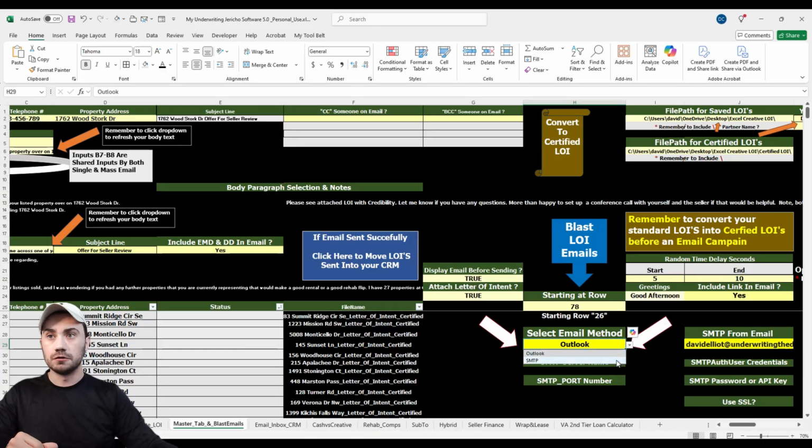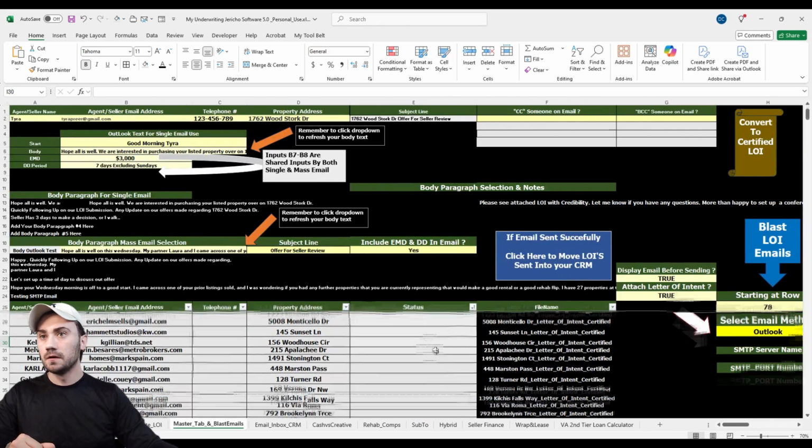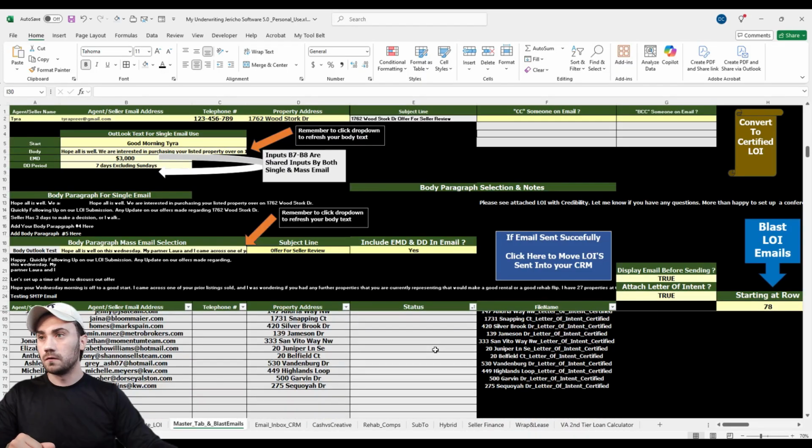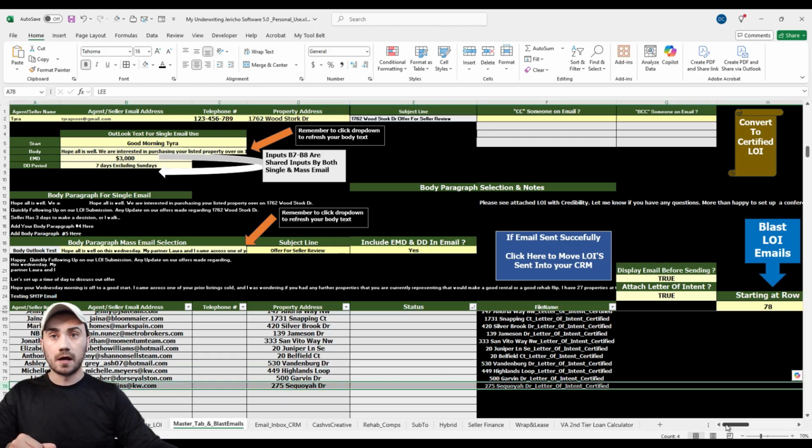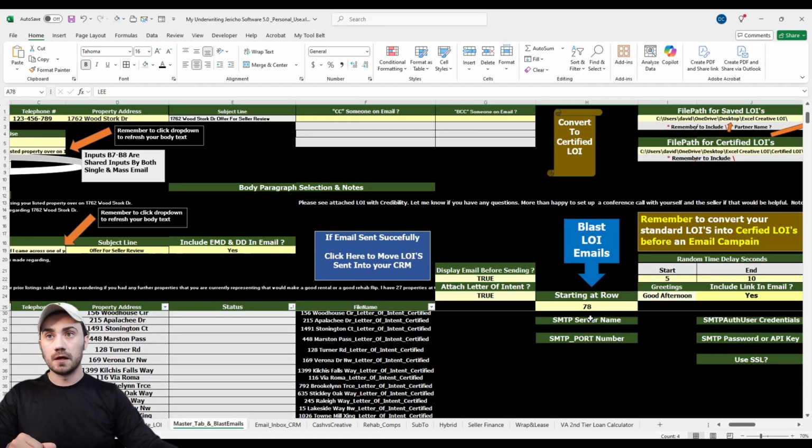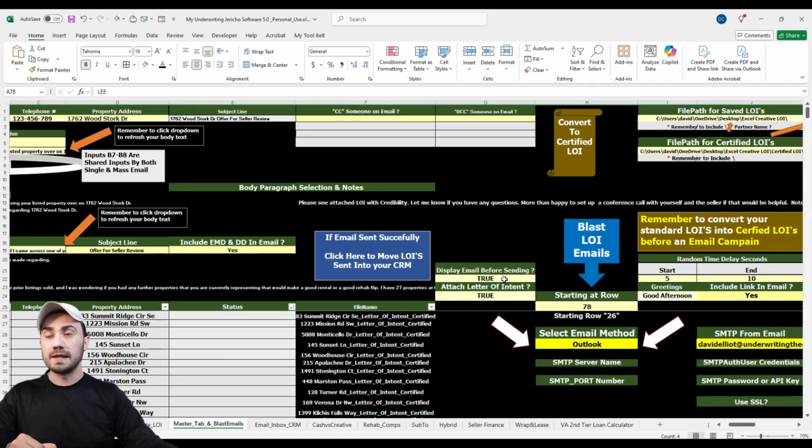But you have a drop down here, should you choose. You can connect with your SMTP service provider, and then you would simply enter the credentials that are needed so that you can use their services when sending out an LOI campaign. So what I'm going to do now is I'm just going to verify the body text is to my liking before I do an email blast. So I'm on row 78 right now, and I'm basically going to pull up row 78, which is my starting row. I'm going to display that email to true because I want to see it visually before it gets sent out manually. And I'm going to keep the attach a letter of intent to true as well.